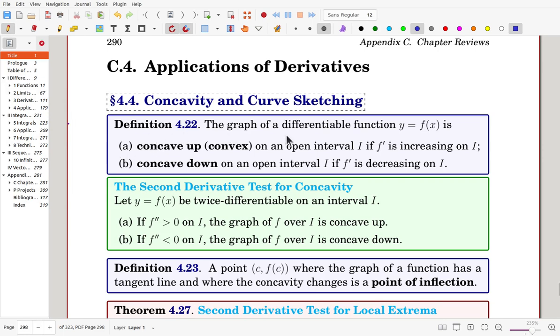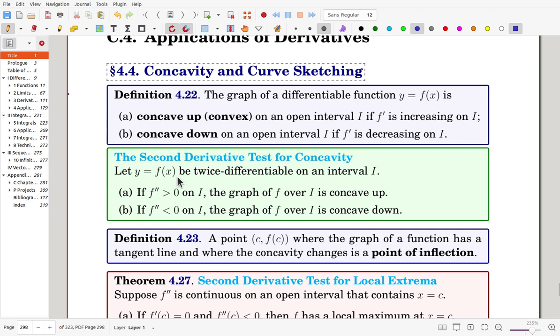The graph of a differentiable function is concave up on an open interval if f prime is increasing there, and it is concave down if f prime is decreasing. The given function may not be concave up or concave down everywhere. However, locally, in a subinterval, it can be concave up, and in some other area, it can be concave down.